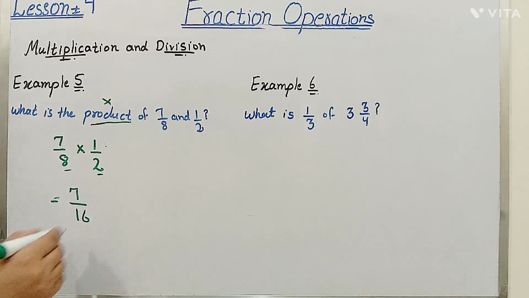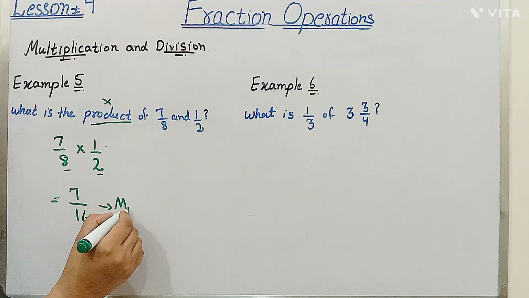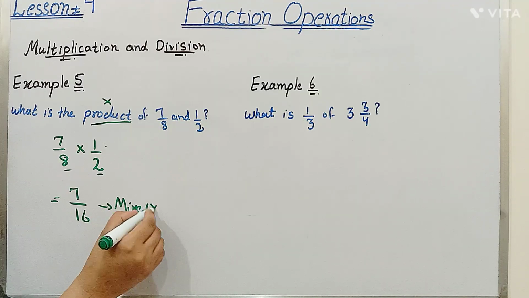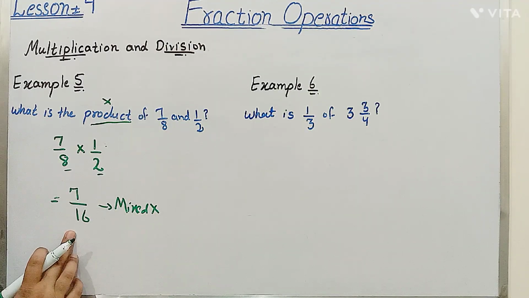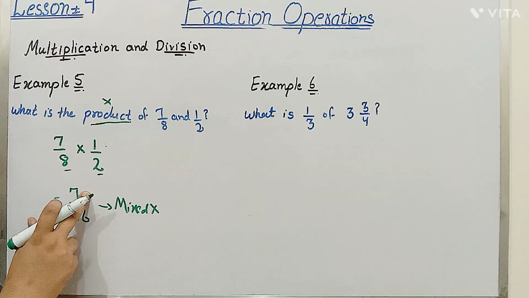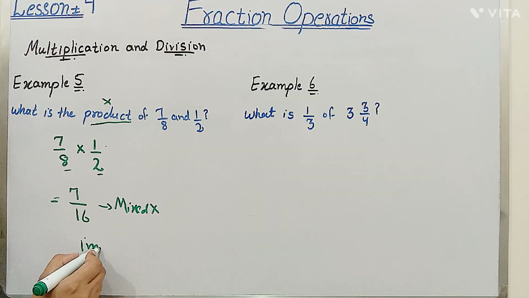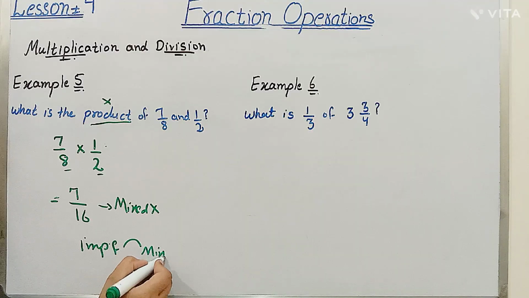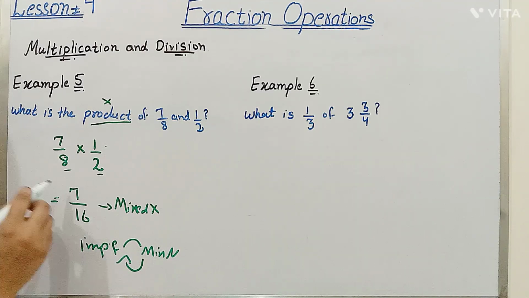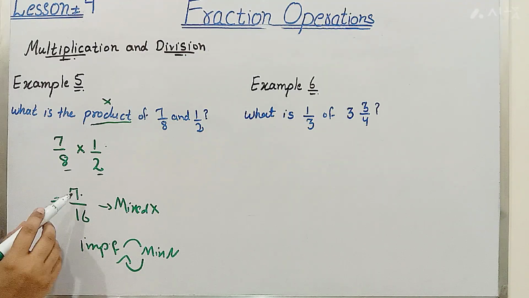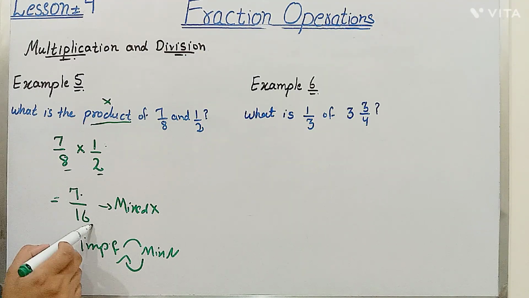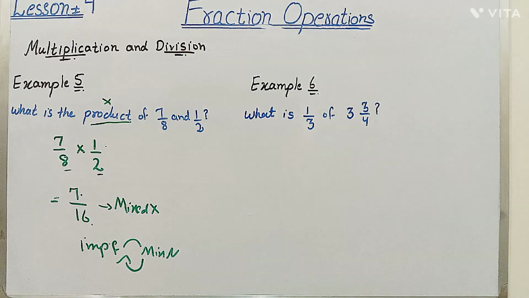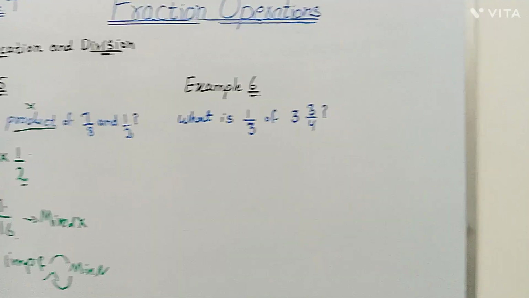But I will not change it into a mixed number. Why? This is my final answer because it's not an improper fraction. We can only change improper fractions to mixed fractions or mixed numbers. A proper fraction stays as it is because the numerator is less than the denominator. So my final answer is 7 over 16.